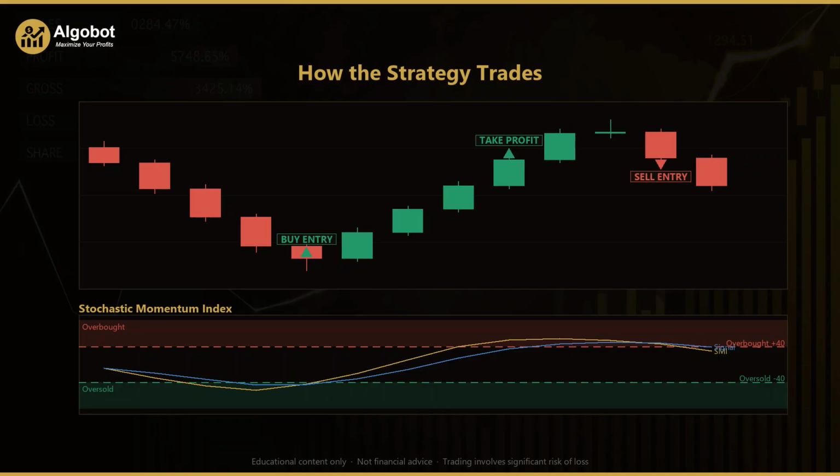Price then turns lower. The candles roll over, printing lower highs and lower lows as the up move exhausts. The decline carries price down to the projected take profit target, shown by the final marker. The short trade is complete.